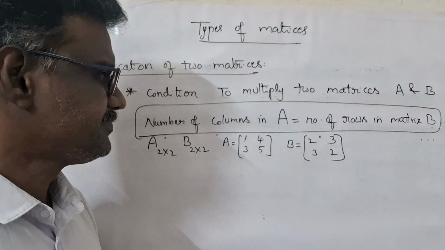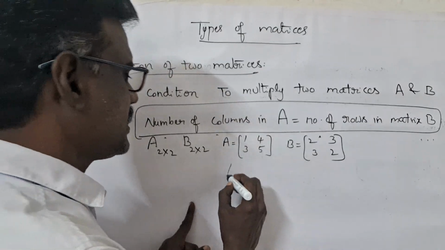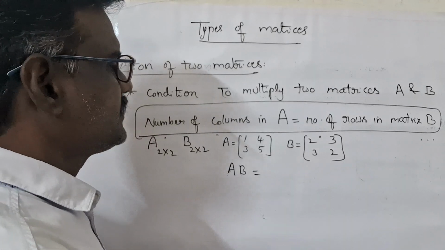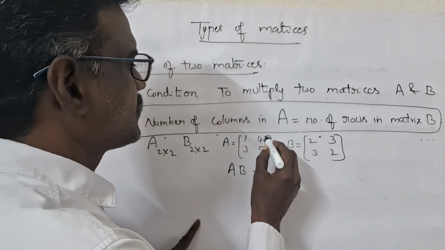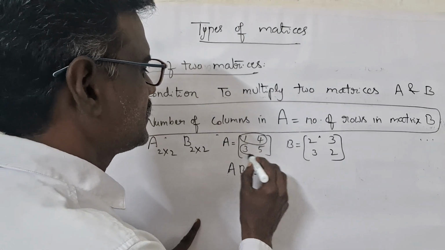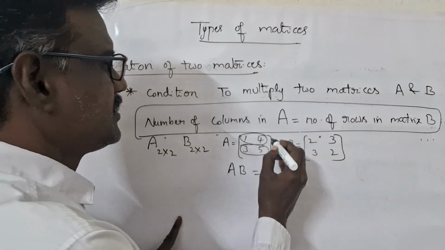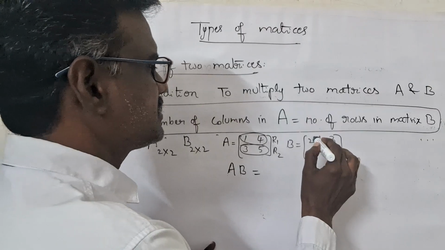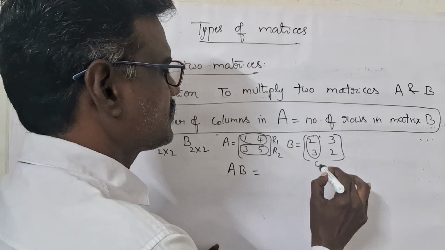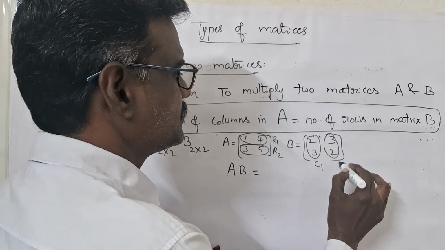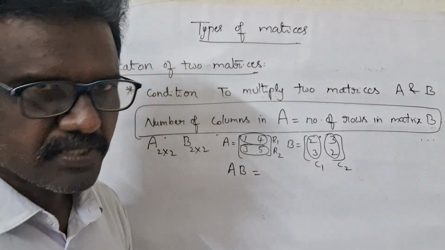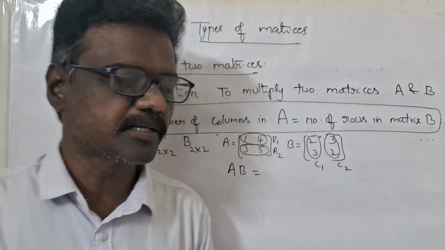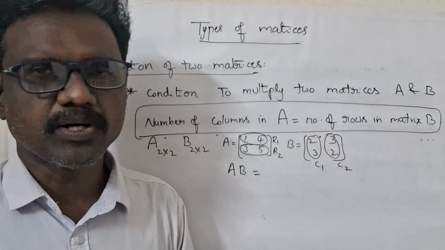How to obtain the AB product? In the first matrix, you have to take rows: row 1, row 2. In the second matrix, you have to take columns: column 1, column 2.